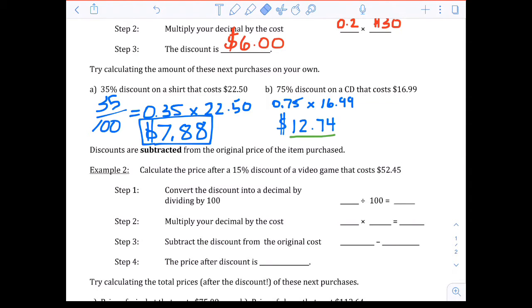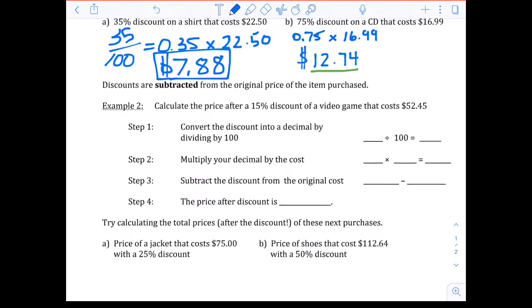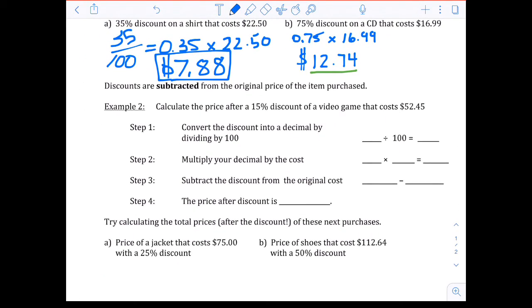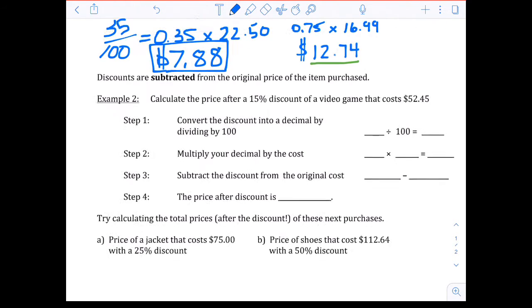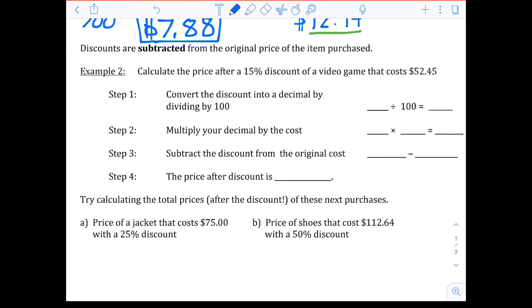Now, the next part says if we are trying to actually calculate how much we would pay, discounts are subtracted from the original price because we're saving that amount. So let's calculate all the way through how much we would actually pay at the register. The next one says, calculate the price after a 15% discount of a video game that costs $52.45. So we're going to calculate the same way.